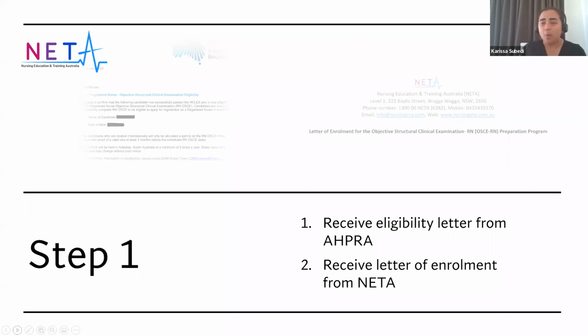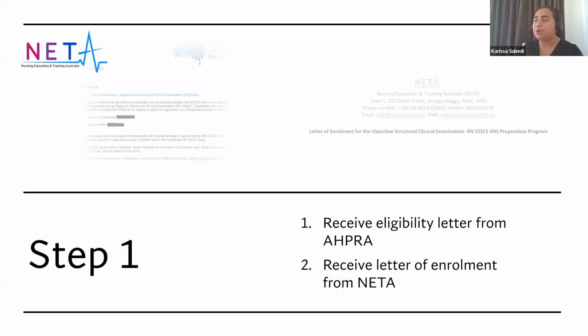Okay, so step one is, if you are already in your OSCE stage, you probably would have received your eligibility letter from APRA. If you have received your eligibility letter from APRA, that is one step. You're one step ahead of your OSCE. That is good. This eligibility letter is very important for you to be able to apply for your visa, because this is a supporting documentation to tell the Department of Home Affairs, they're now called Home Affairs, they used to be Department of Immigration, that, hey, I've been invited by APRA to take the exam.